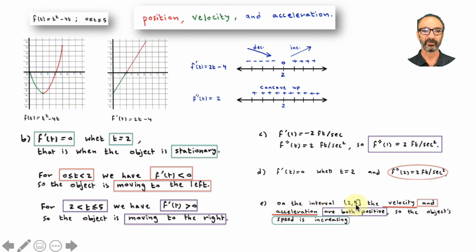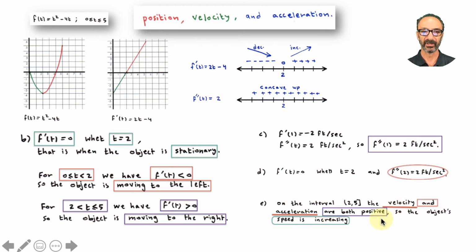On the interval from 2 to 5, we have something new. F prime is positive, F double prime is positive. They're both positive. On the interval from 2 to 5, the velocity and the acceleration are both positive. That means the object is speeding up, or we say the object's speed is increasing.